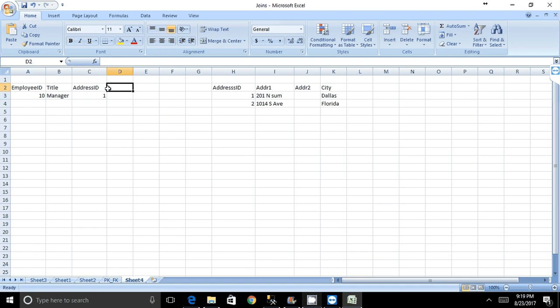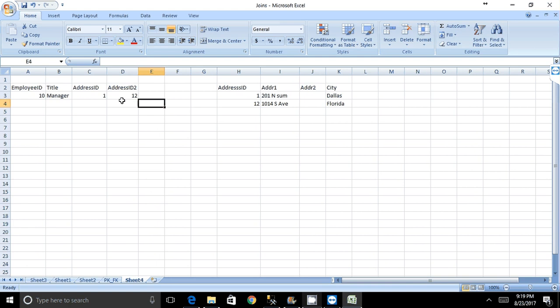Either you can create 1 more column in here and call it address ID second. So if the person has address ID 2, you put the 2 in here. Or if the person has another address which is address ID 12, then you put the 12 in here. What if the person has 3 addresses? He has 3 homes. Then you create 1 more column, right? But is that a solution? If the person has 10 addresses, you're not going to create 10 address columns. So what would be the other way?